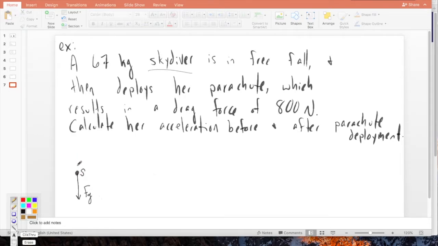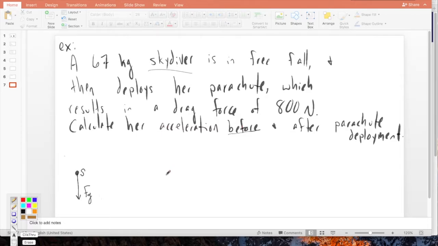Is there any force acting up on her? Well, yeah, there would be, even though she hasn't deployed her parachute yet. I'm looking at the before. Even though she hasn't deployed that parachute yet, there are still air particles and things like that colliding into her and pushing her up. But I'm going to ignore that. I'm going to ignore that air resistance. She's in free fall. The biggest force affecting her is going to be this force of gravity. I want to know, what is her acceleration right now?